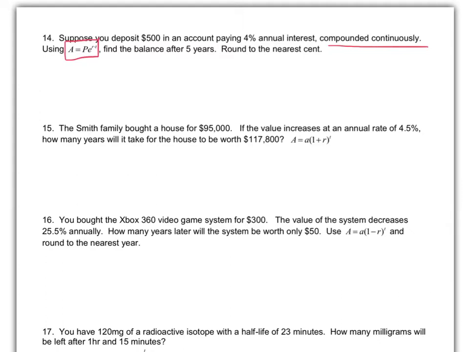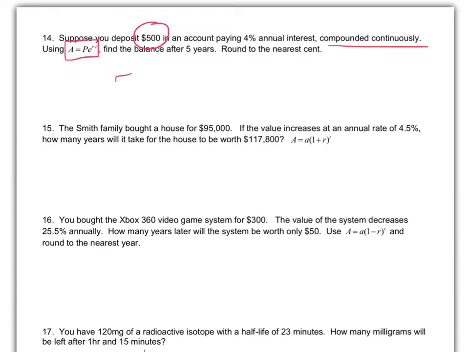So let's see what each one of those stands for. A is going to be the final amount. P is going to be the principal or the initial amount. E is just a number like 2.7. You can find it in your calculator. R is the rate. You should change it from percent to decimal. And T is the time. So let's plug it in.